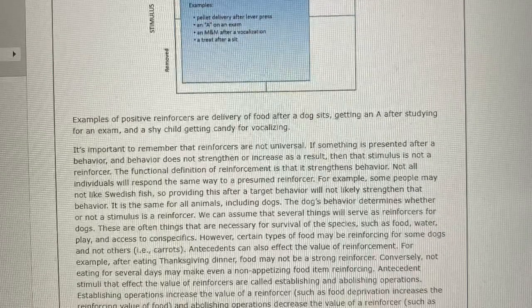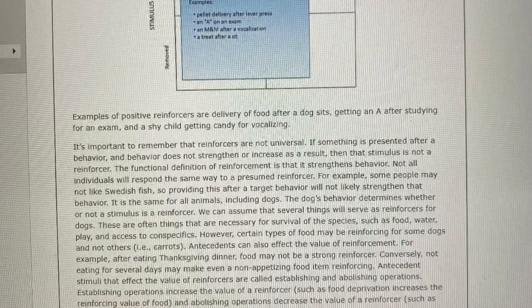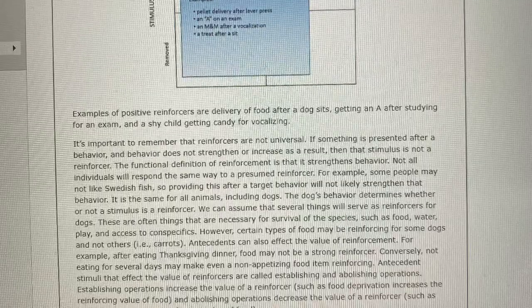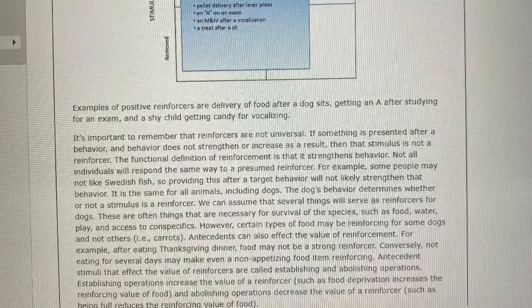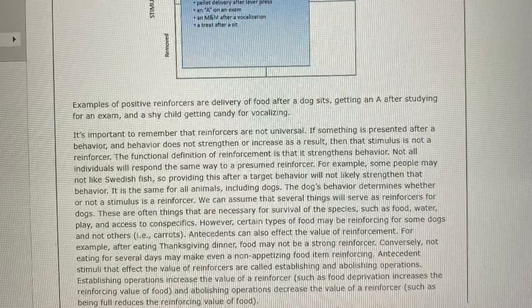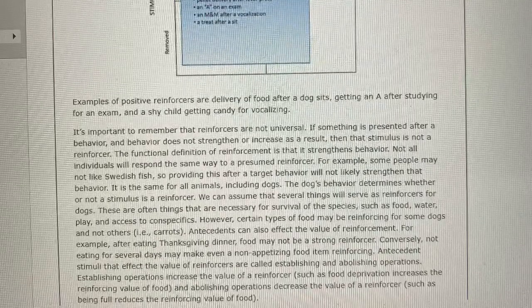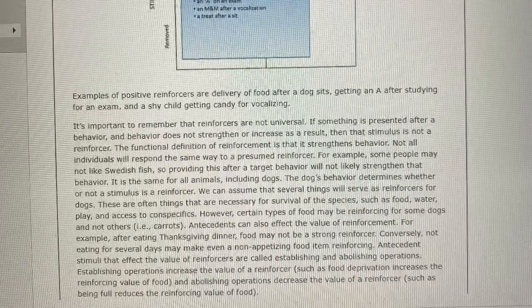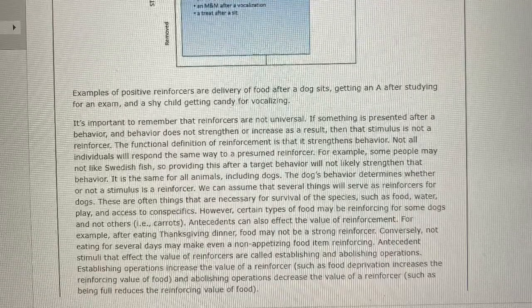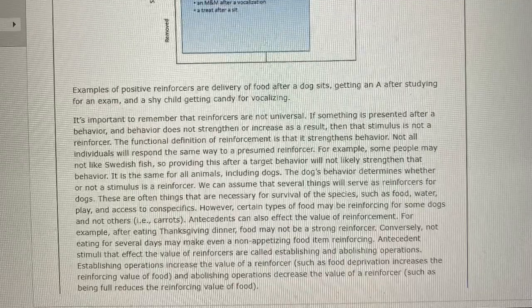Antecedent stimuli that affect the value of reinforcers are called establishing and abolishing operations. Establishing operations increase the value of a reinforcer, such as food deprivation increases the reinforcing value of food, and abolishing operations decrease the value of a reinforcer, such as being full reduces the reinforcing value of food.